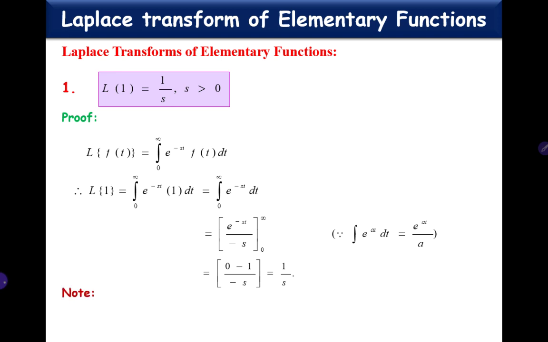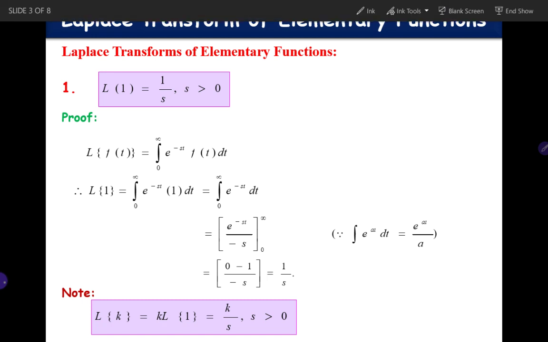Now using linear property we can note this point. L of k, Laplace transform of a constant k, is equals to k times L of 1, because k is a constant here, and using linear property of Laplace transform, k can be taken outside. So we get k times L of 1, and because L of 1 is 1 by s, this is equals to k by s. So Laplace transform of a constant k is nothing but k by s.